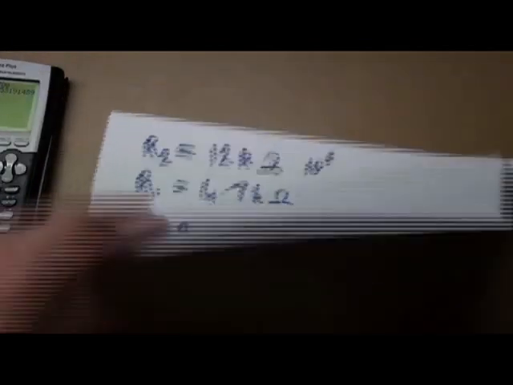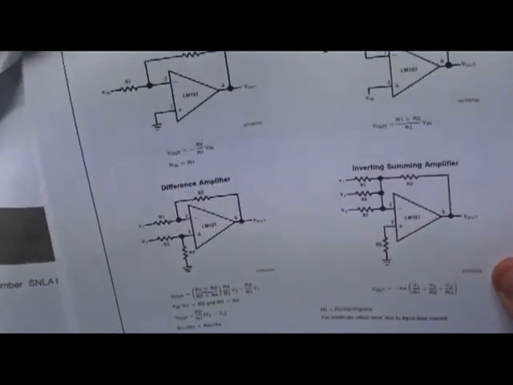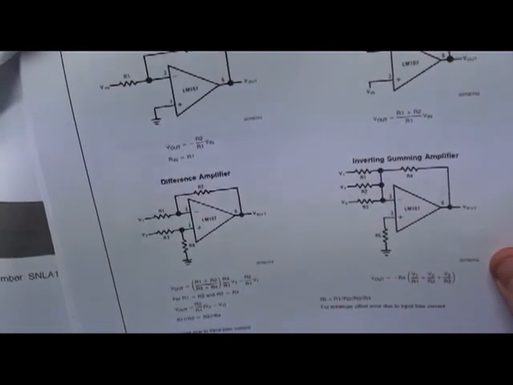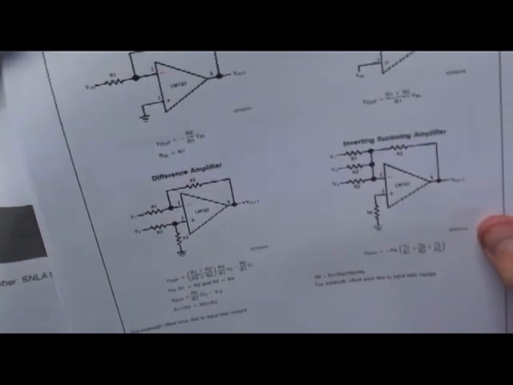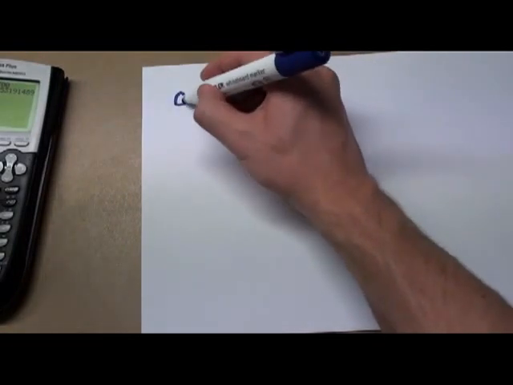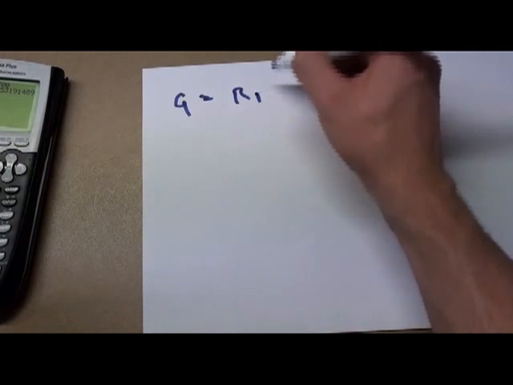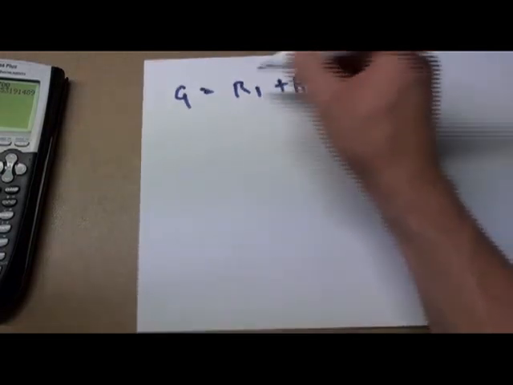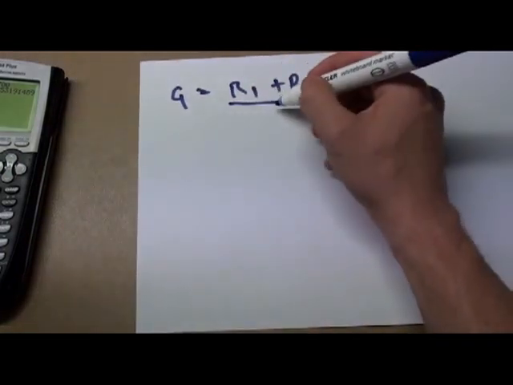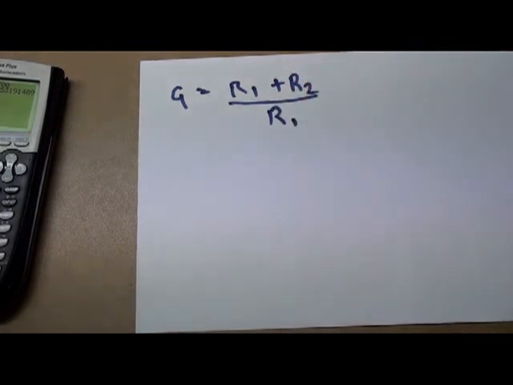So let's do the same thing for our non-inverting amplifier, the second one we built. Now I'll get the book and see if you can see that. We have R1 plus R2 divided by R1 is our gain. So G equals R1 plus R2 divided by R1.